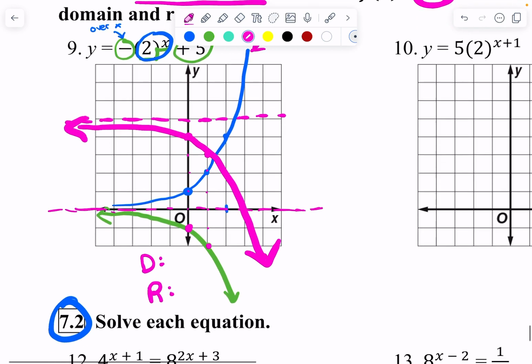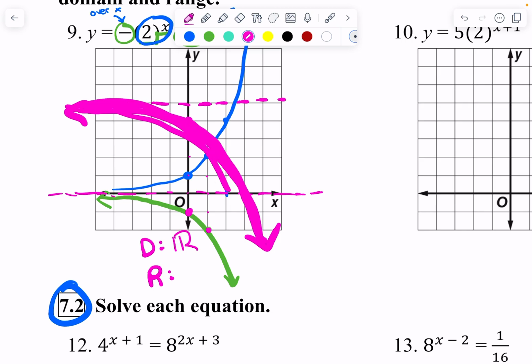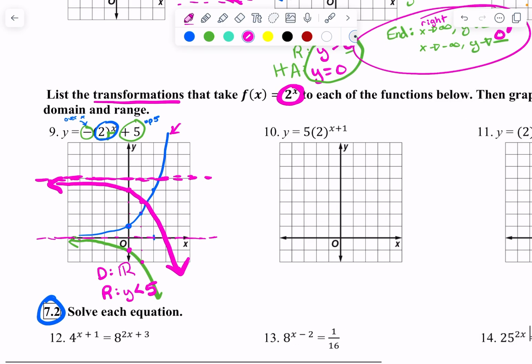All right, so, domain and range. Domain, left and right. He's always going to be all reals for an exponential function. Range, he will not go up forever, but he will go down forever. Again, I'm looking at this pink one, okay? He will go down forever, so y is less than, and this dotted line where he has to be lower than is at 5, so less than 5. That's your range value, okay? So that is how that works.